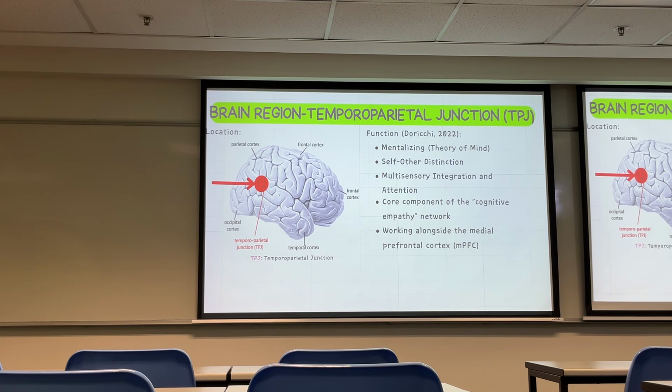The last one is multisensory integration and attention. The right TPJ, in particular, is involved in reorienting attention to salient or unexpected stimuli in the environment.